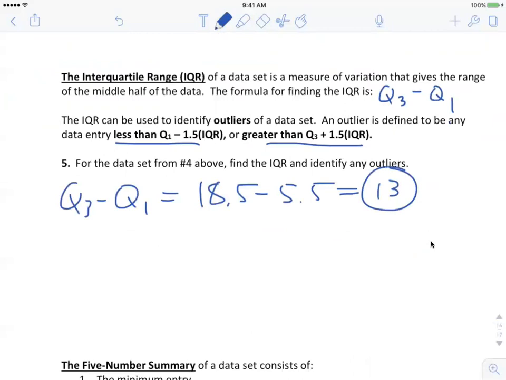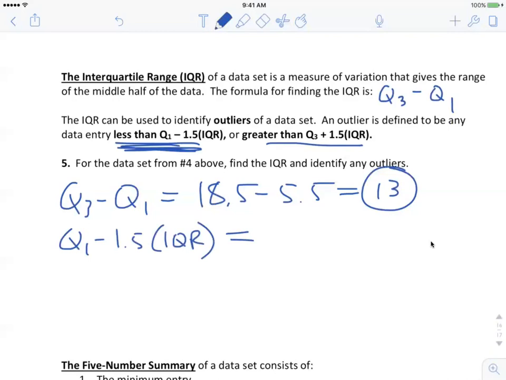Now, are there any outliers in this data set? Okay, to find outliers or potential outliers, the first one is this little formula here. We're going to do Q1 minus 1.5 times the IQR. Don't worry about why it's 1.5. That's what statisticians have decided, I guess.